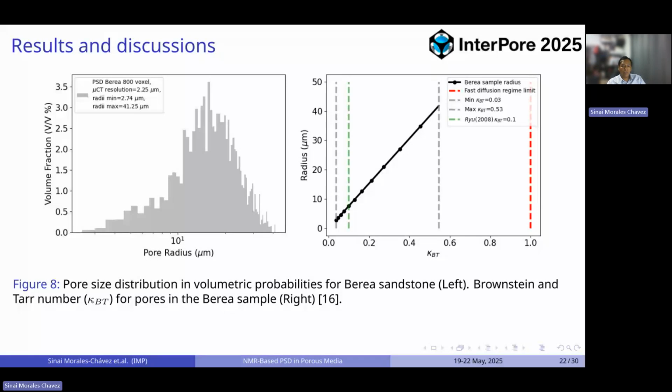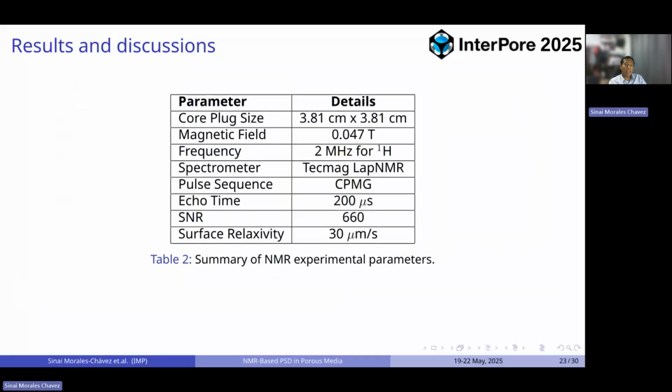This plot reveals the range of diffusion regimes present in the various samples, highlighting that the pores remain in the classical diffusion regime. Also, the limit proposed by Ryu is shown. This kind of information is crucial for selecting an appropriate forward model for inversion and understanding the limitations of classical T2-based methods. The NMR experiments were carried out on a large core plug, measuring 3.81 centimeters in diameter and height.